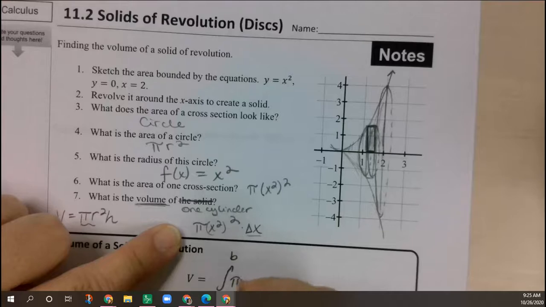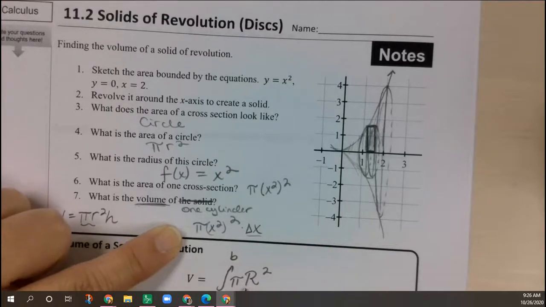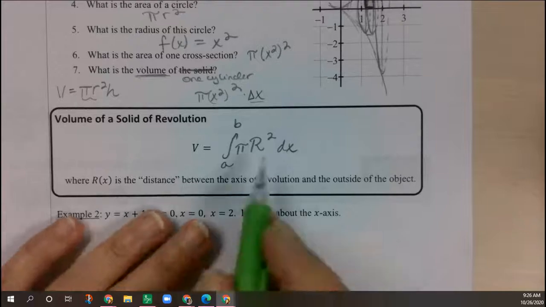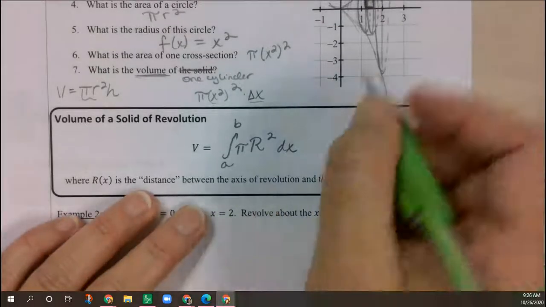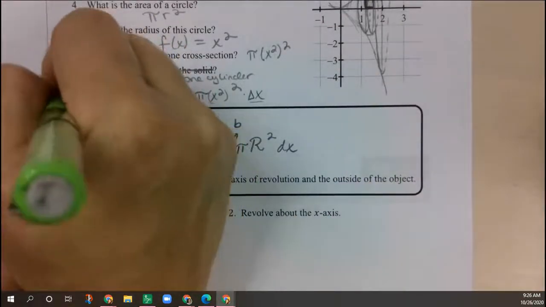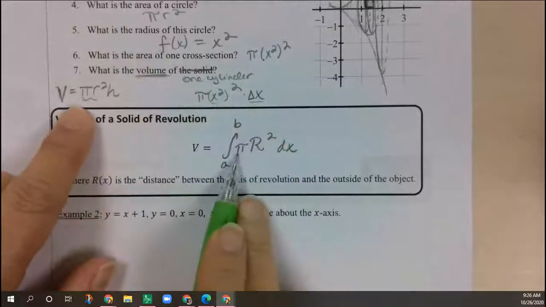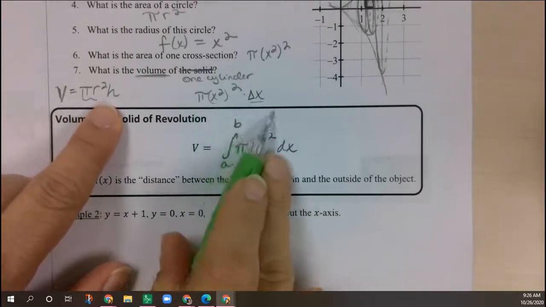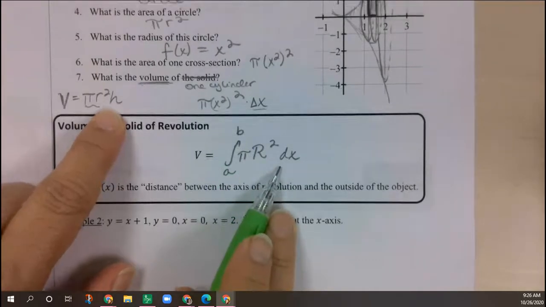Our formula is going to be pi r squared. I'm using a capital R right here, just trust me for now, dx. Pi big R squared dx. And what this is, again, it just comes from the formula for volume of a cylinder, pi r squared times the height, where that height is the delta x or the dx.